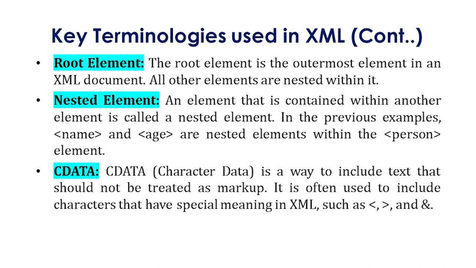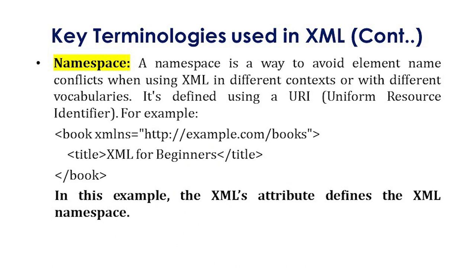CDATA means character data. It is a way to include text that should not be treated as markup. It is often used to include characters that have special meaning in XML. Another terminology in XML is namespace. A namespace is a way to avoid element name conflicts when using XML in different contexts or different vocabularies.